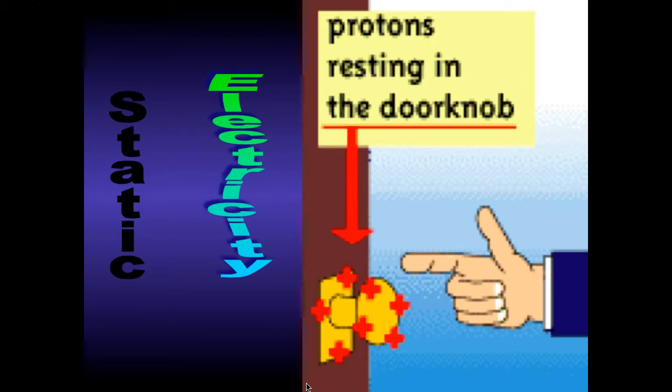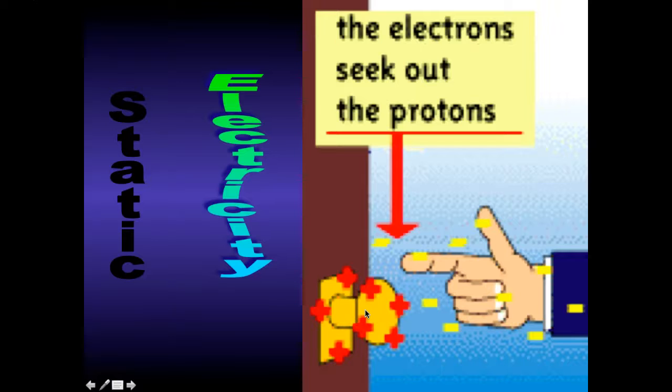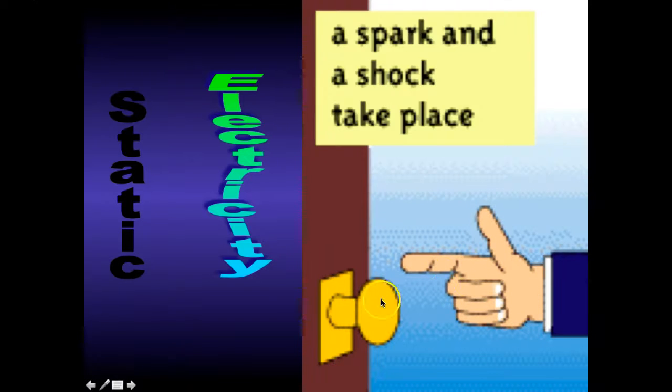But when you walk across, say, the carpet or something like that, you can pick up extra electrons. And what we learned out of the sticky tape is that all neutral objects, like the doorknob, will attract any charged object, like you, if you picked up all those extra electrons. So when you touch the doorknob, you get that little shock.